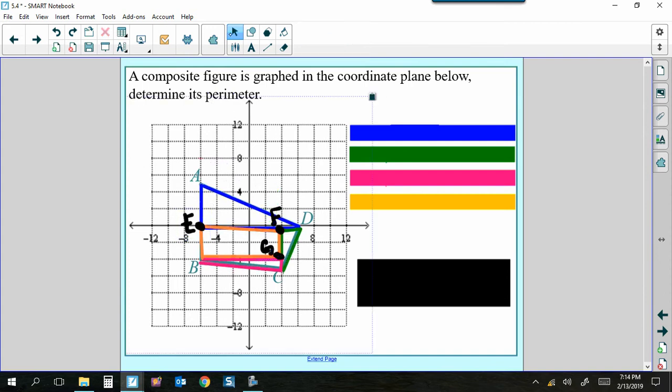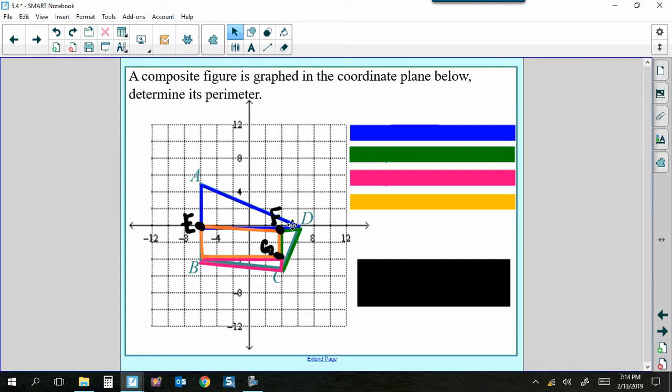All right, so now we need to find side lengths. The first side that we have here is AD, and AD is a diagonal length. So we need to do distance formula or Pythagorean theorem. I tend towards Pythagorean theorem with this one more because we already have the right triangle drawn for us. So we know that C is going to be equal to the square root of A squared plus B squared based on our 5.2 lesson.